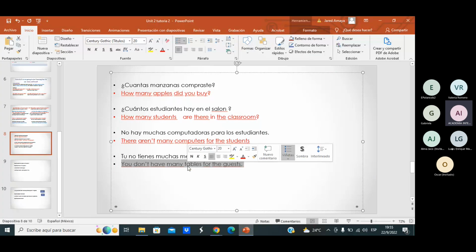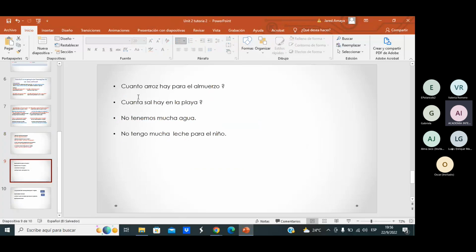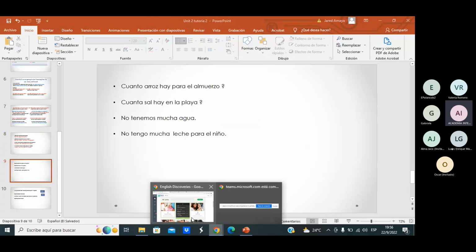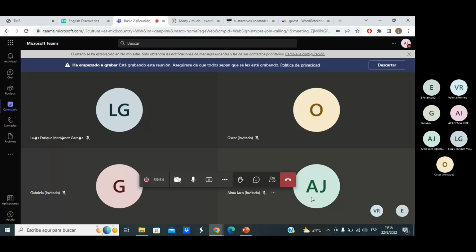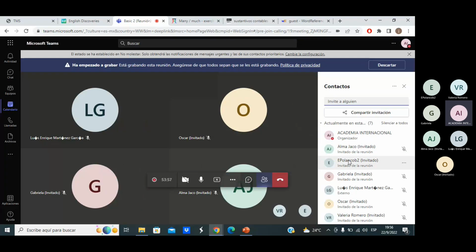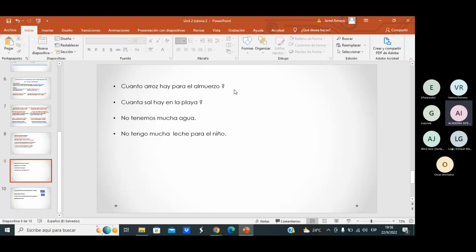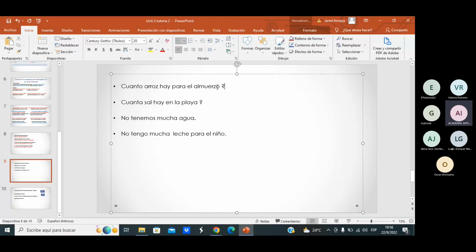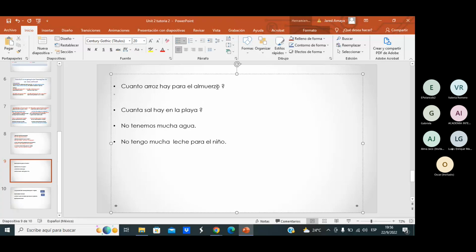That's correct. That is a negative sentence. And we are using many because tables is countable. Okay, go ahead with the next exercises. And Oscar already participated. Valeria Romero, are you here? Hello?